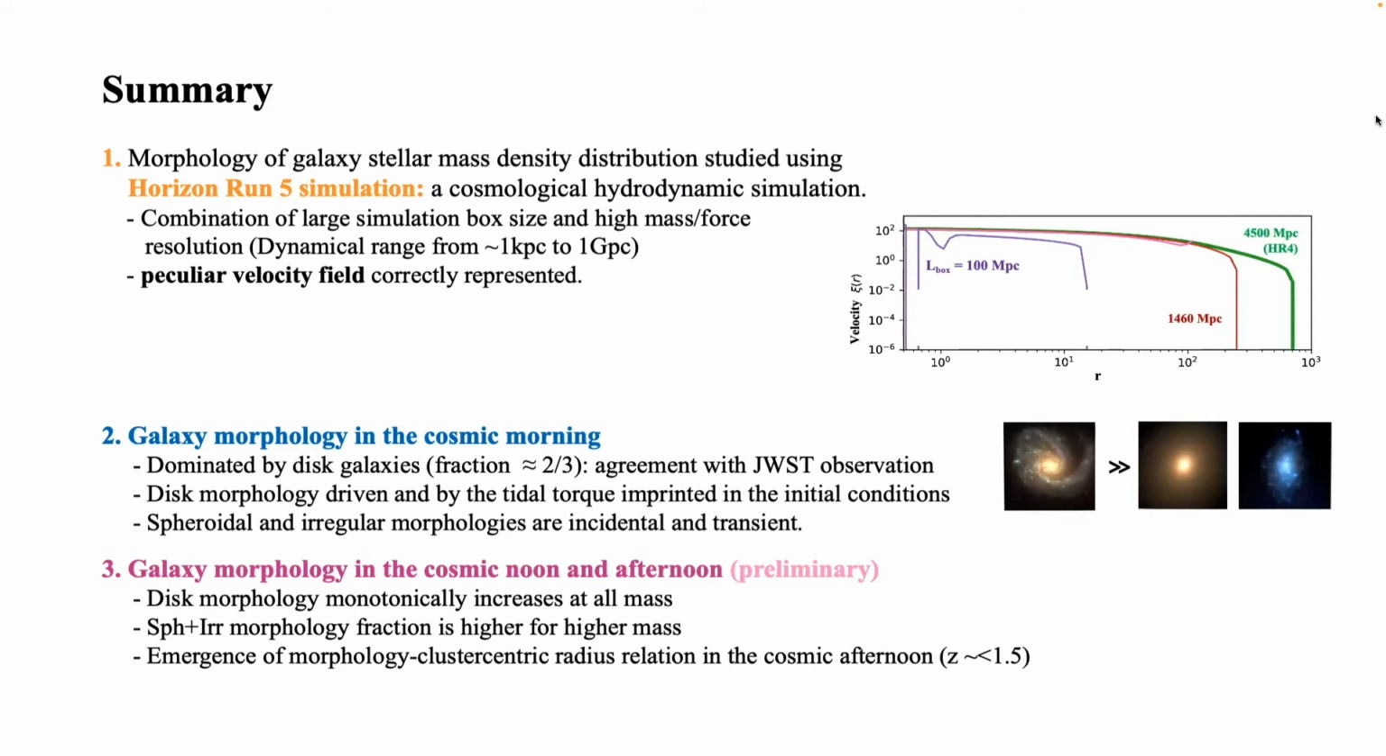Whereas spheroidal and irregular galaxies at this epoch are incidental and transient, but as they become more massive, there is a definite trend toward spheroidal and irregular galaxies. To our surprise, disk morphology monotonically increases in time at all masses, and the spheroidal and irregular morphology fraction is higher for higher mass. Okay, so let me close here.